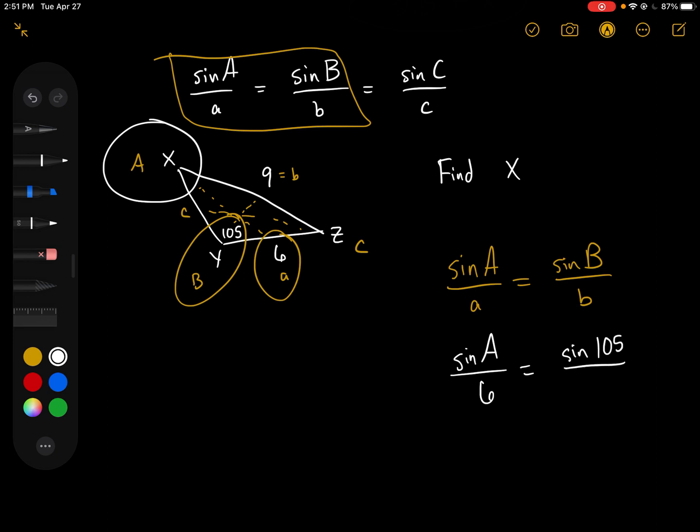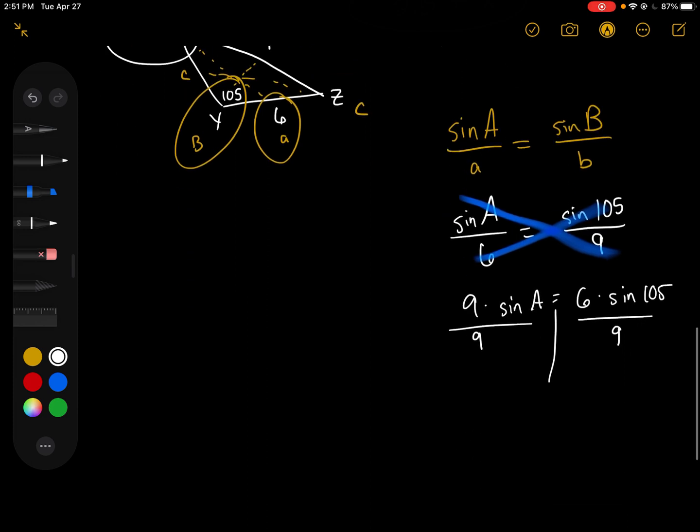So let's plug in what we know. We don't know angle A, so we're going to leave sine of A like that. We do know lowercase a is 6, though. Secondly, sine of B. We do know the measure of angle B, it's 105 degrees. And we do know the length of side lowercase b is equal to 9. So just like before, we can go through and cross multiply. So 9 times the sine of A equals 6 times the sine of 105.